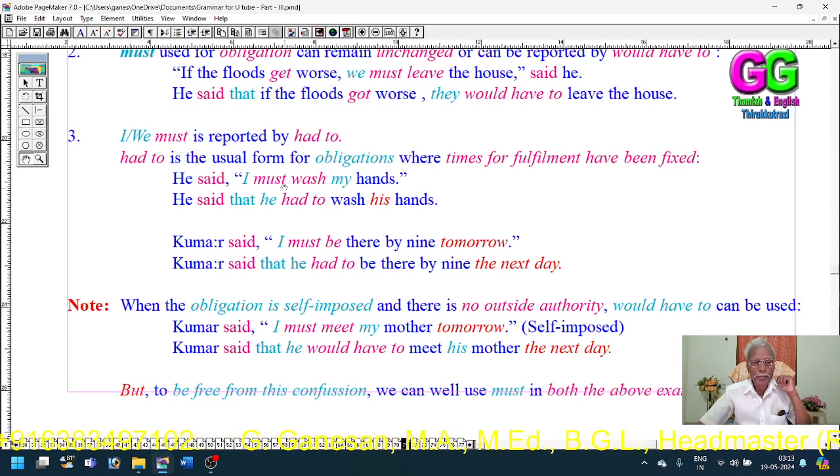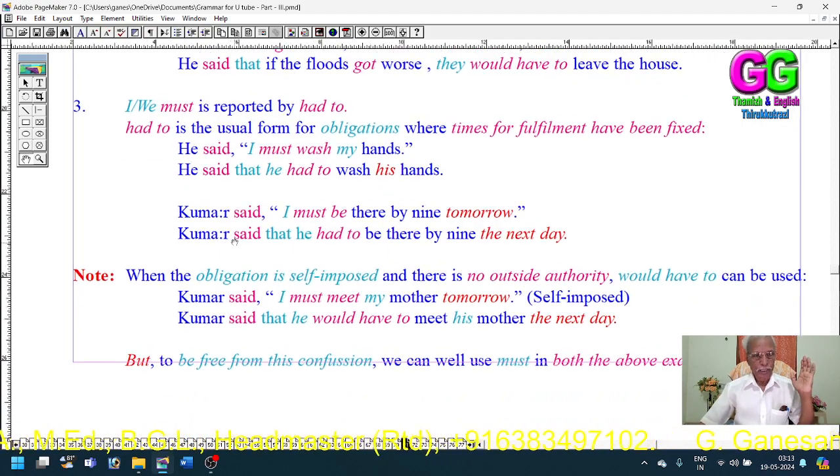He said, I must wash my hands. He said that he had to wash his hands. Another example, Umar said, I must be there by 9 tomorrow. Umar said that he had to be there by 9 the next day.